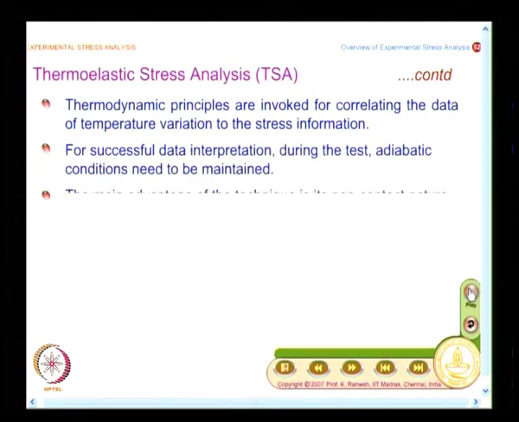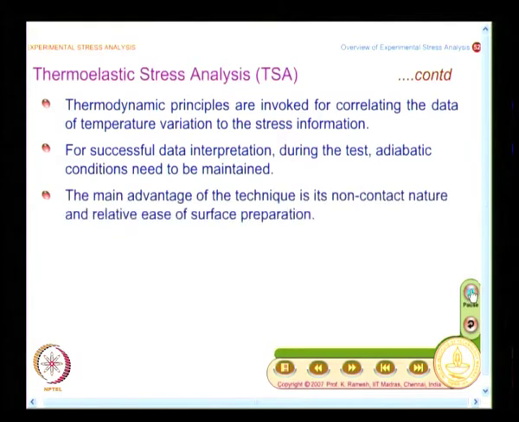and you need to maintain adiabatic conditions for successful data interpretation, and this adiabatic condition comes in the form of what is the frequency of loading. There is a recommendation on the minimum frequency of loading you have to maintain. So, you have to look at this. The requirement of adiabatic conditions imposes certain restrictions on how you do the experiment. And the main advantage here is the technique is non-contact, and again when there is a small advantage you should take note of it.